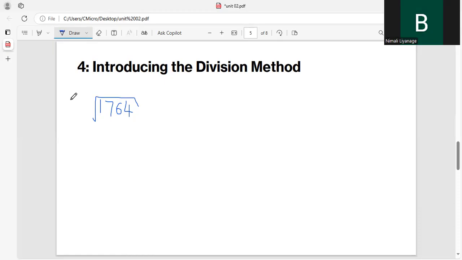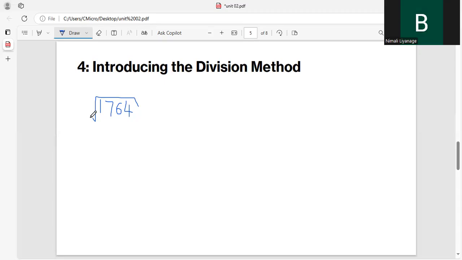Using 4 steps. Please write one by one. Step 1 is separate the digits into pairs, starting from the decimal point.